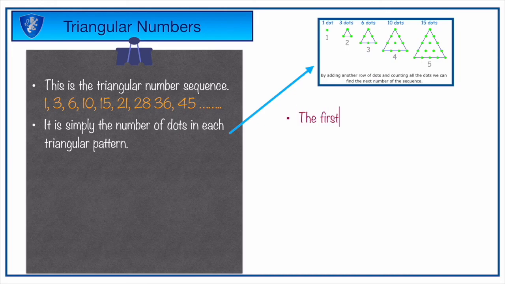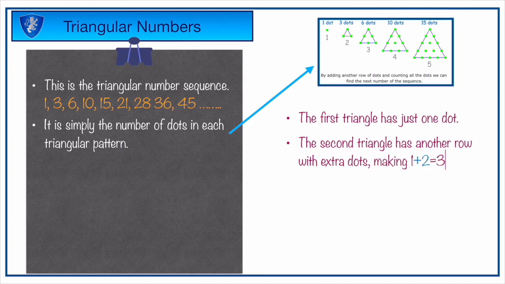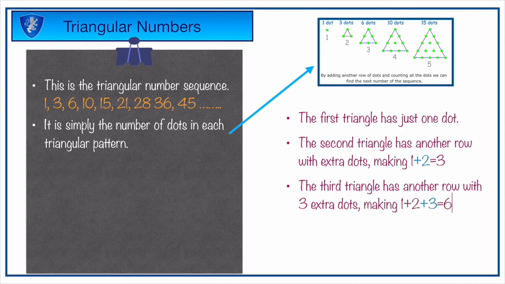So the first triangle number is 1 dot, and the second triangle number has another row, which makes 1 plus 2, which is 3. Everything will fall into place eventually when you see exactly how the sequence works. The third triangle number has another row with 3 extra dots, making 1 plus 2 plus 3. As you can see, it's a summation of numbers: 1 plus 2 is 3, 1 plus 2 plus 3 is 6, and 1 plus 2 plus 3 plus 4 is 10.